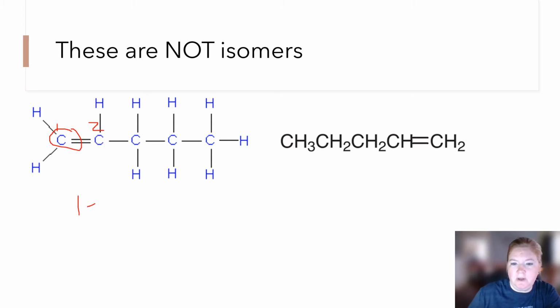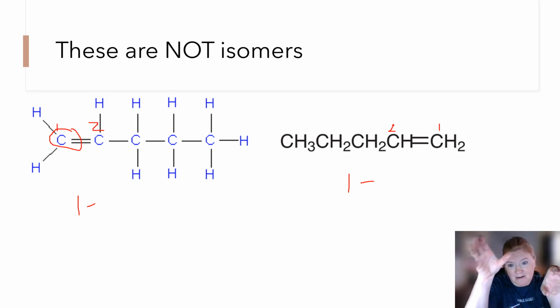And so look at this one. Look at where the double bond is. It could be 1, 2, 3, 4, 5, or 1, 2. So this would also be 1-pentene. So even though on this side the double bond's over here, and in this one it's over here, same name. If it has the same name, they are not isomers.